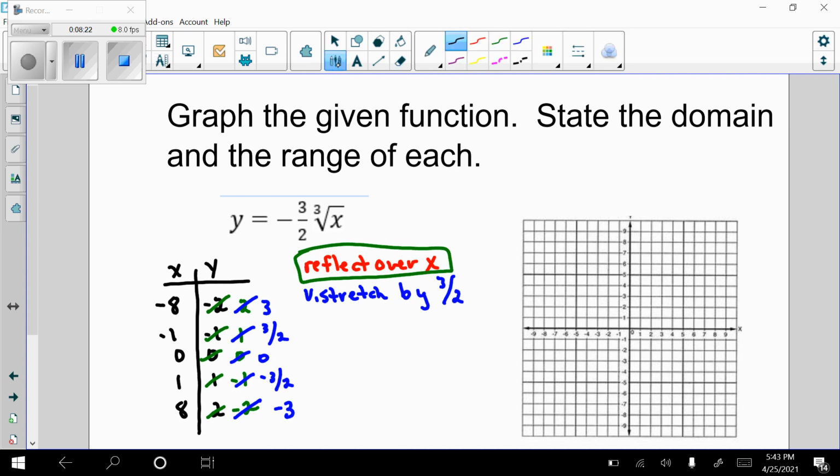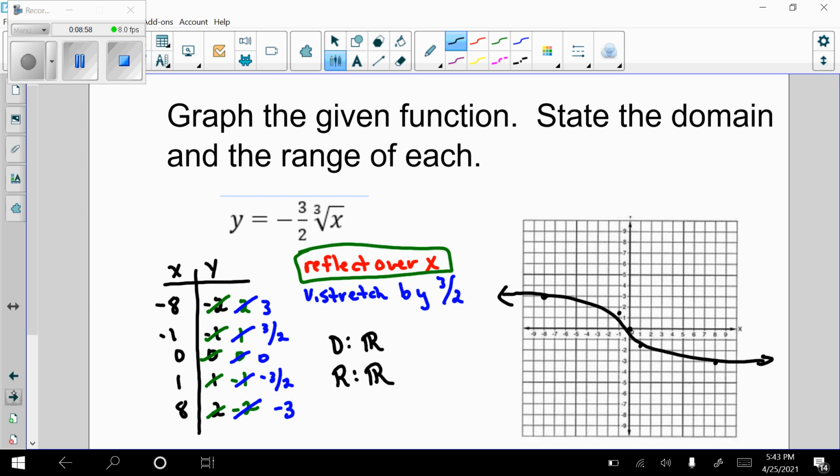It should be a falling function. -1, +1.5. I'm still at 0, 0. Then 1, -1.5, and 8, -3. So it's just a little bit steeper in the middle there than the parent function. My domain is all real numbers, and my range is all real numbers. Those won't change for a cube root.